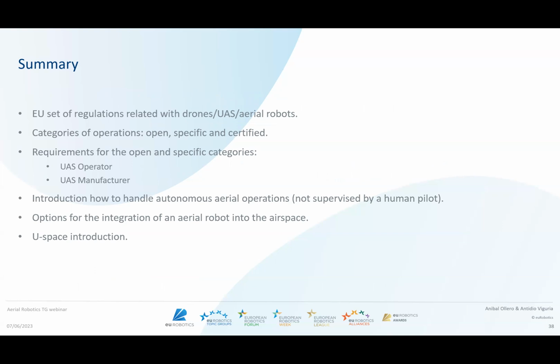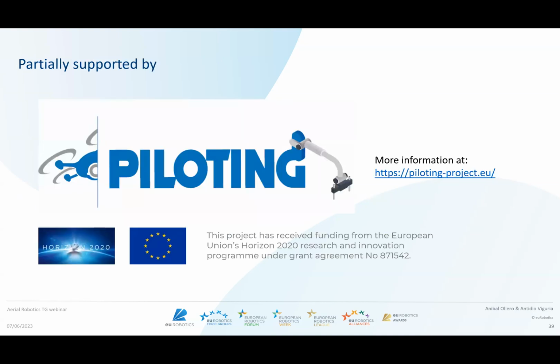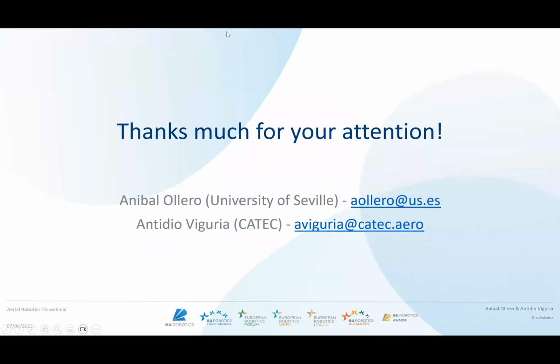So I know there was a lot of information, but you have the slides and the links. We very briefly covered the regulation related to drones. We defined the different categories, the requirements for the open and specific category for the operator and manufacturer. We introduced a little bit the autonomy part, the different options of the integration of the aerial robot into the airspace, and the U-space introduction. I would like to also comment that this was partially supported by the PILOTING project. You have here a link if you are interested. It's a Horizon 2020 project. And thank you very much for your attention.